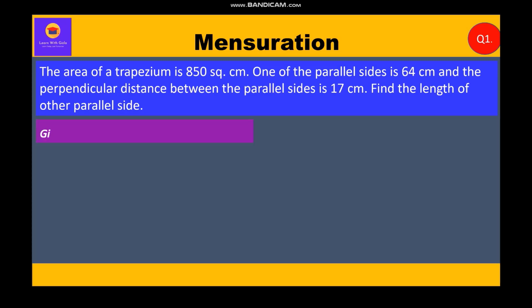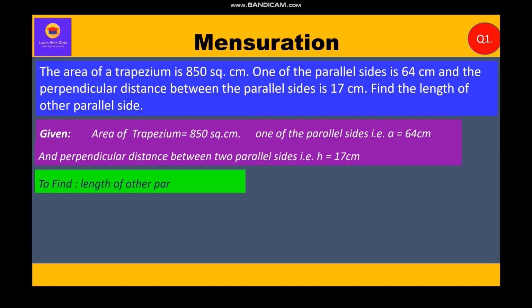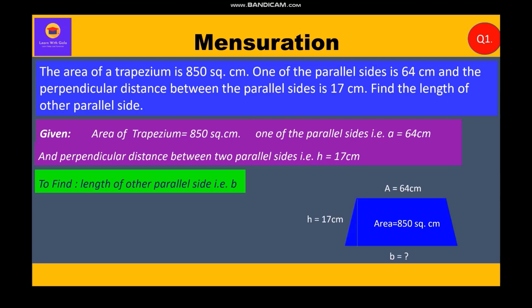So it is given to us area of a trapezium is equal to 850 square centimeter. One of the parallel sides, that is A, is equal to 64 centimeter. Perpendicular distance between two parallel sides, that is height, is equal to 17 centimeter. We have to find the length of the other side, that is say B. Now let's start with the solution.